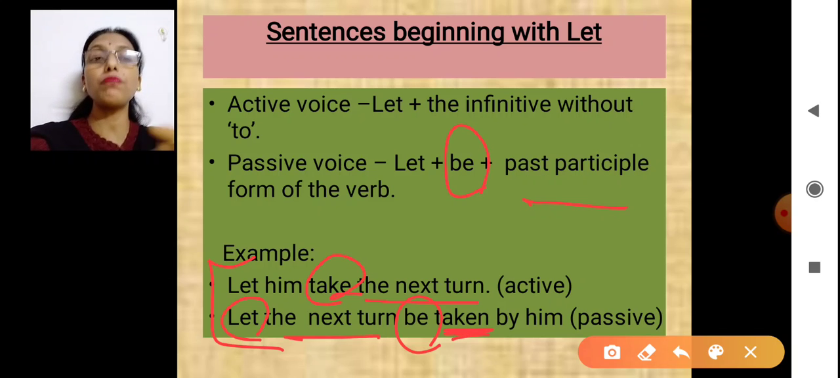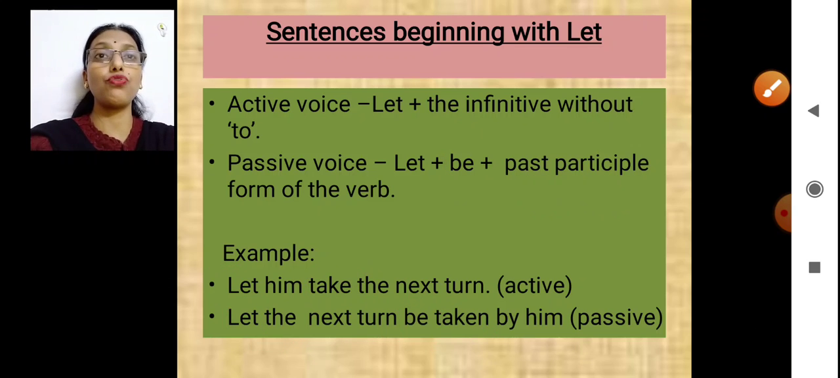The past participle form of take is taken by him. Let the next turn be taken by him. That's the passive form. So children, let's just do the revision of the tenses which we did.